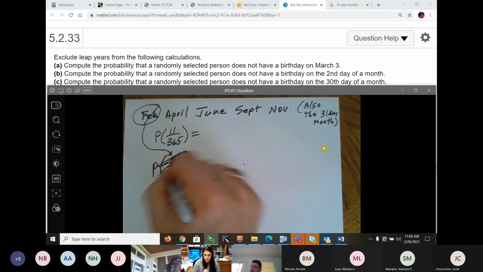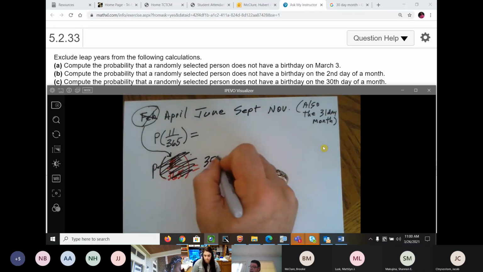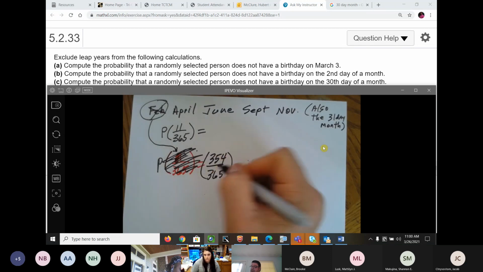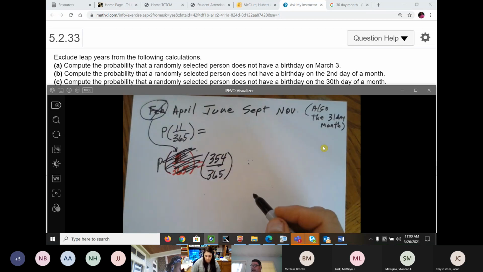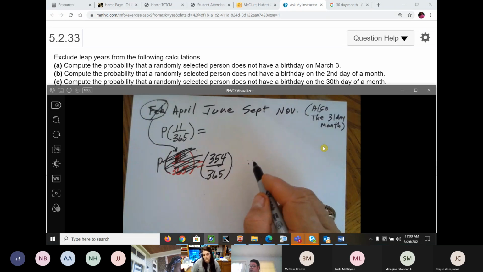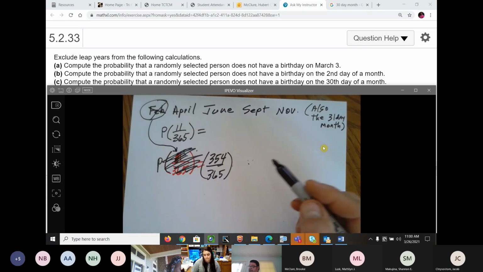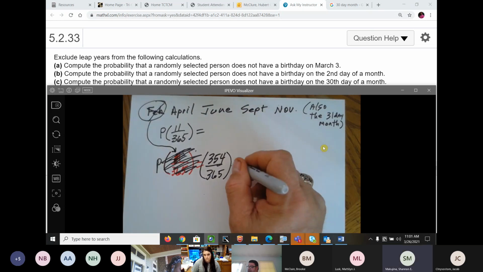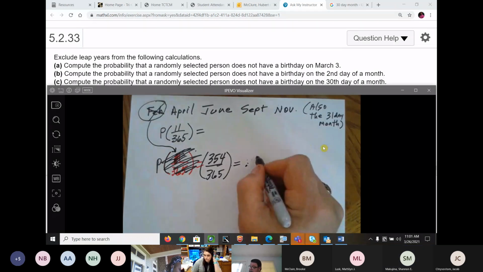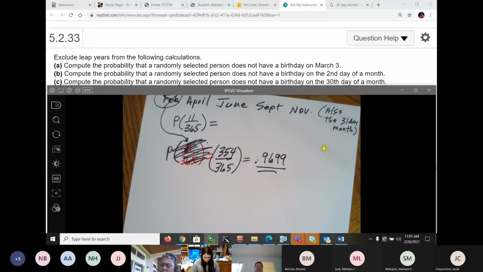Let me just erase this. 354 over 365. Now give me 4 digits. I'm sorry. I had that mixed up with my months out of the year. That's why I wrote down 1. 354 over 365. What is that? 4 digits, please. 4 decimal places. .9699. 9699. All right, you do D.